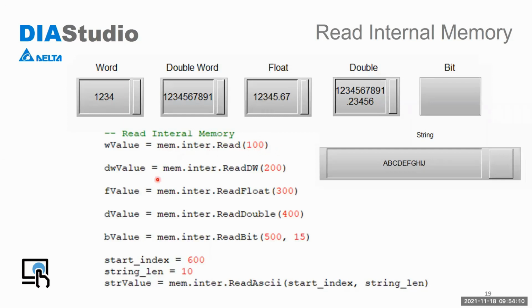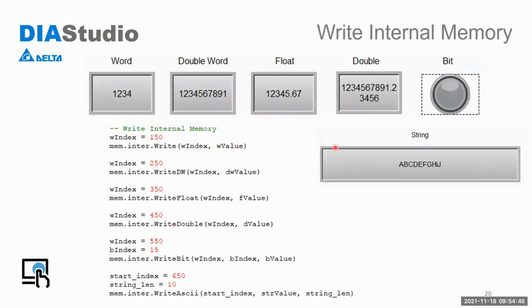In case I want to read a double word variable instead of a word, I need to use this read DW for this item here. In case I want to read a float, a 32 bits float, I need to use the read float. And in case I need to read a double variable, so it means a float of 64 bits type, then I need to use this read double. For the bits, I have the read bit, and for the ASCII characters, the strings, I need to use this one, the read ASCII.